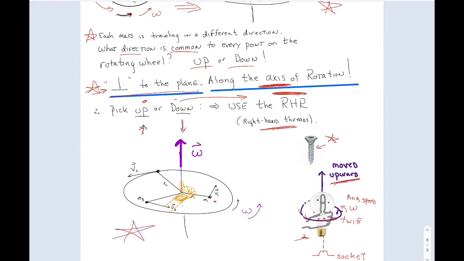So that's what this picture is over here. I have little chunks of mass here. They're all headed in different directions. What direction is common to all of those? A direction that's perpendicular to the plane of rotation. So the axis is a vertical line. To pick a direction perpendicular to the plane of rotation, we choose that based on the right-hand rule. Fingers curl around the axis of rotation, thumb points up in the direction of omega. So that's why omega is chosen to be up. It's based on the right-hand threadedness of the axis of rotation.